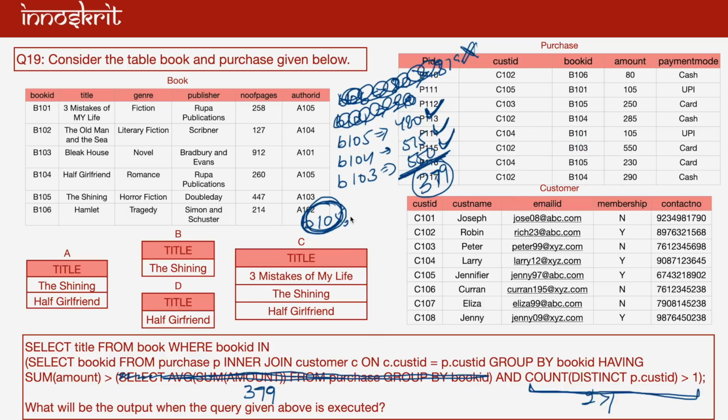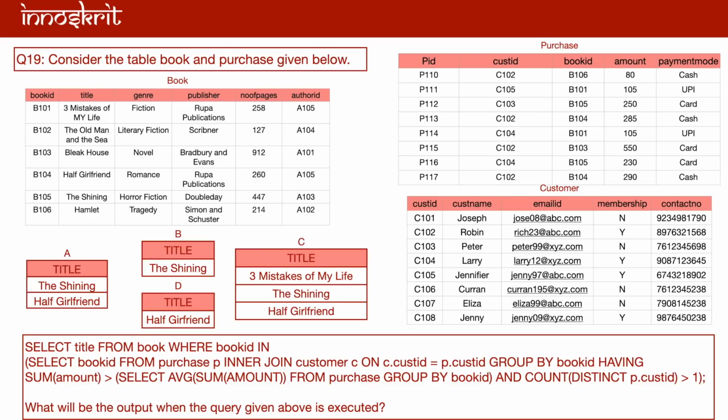And hence finally, मुझे क्या करना है? I have to select the title of B105. So what is the title of B105? The Shining. Hence, option B is going to be the correct answer. ठीक है, The Shining.